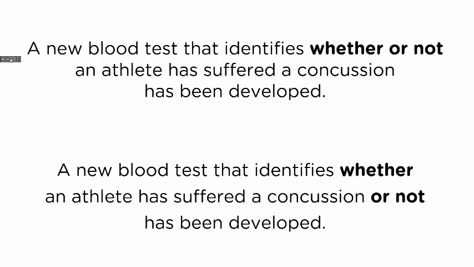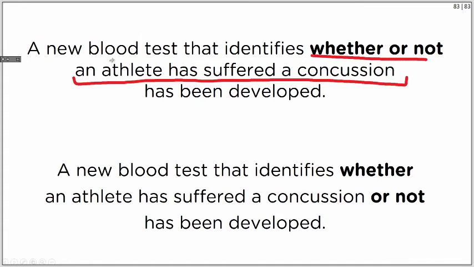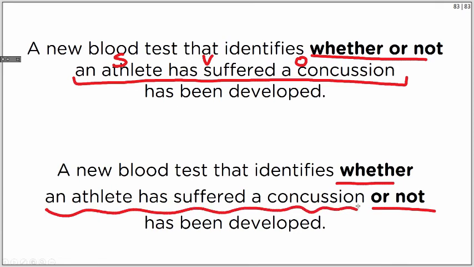Let's take a look at the third example. A new blood test that identifies whether or not an athlete has suffered a concussion has been developed. Whether or not, and here's my verb phrase: an athlete has suffered concussion. Subject, verb, object. Or I can say, a new blood test that identifies whether an athlete has suffered concussion or not has been developed. So I've got whether, verb phrase, and or not.